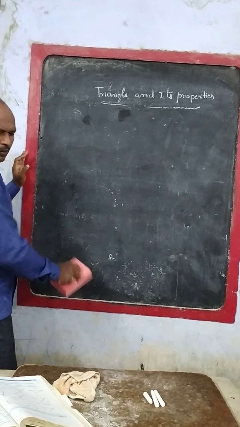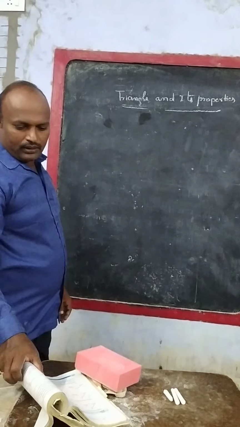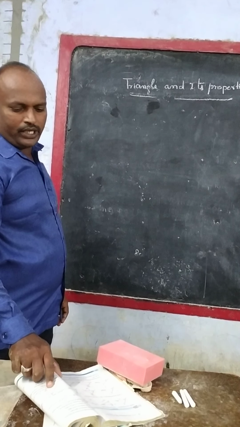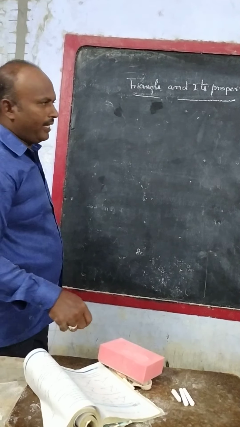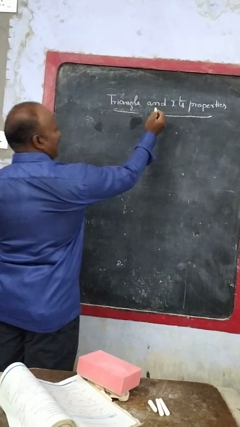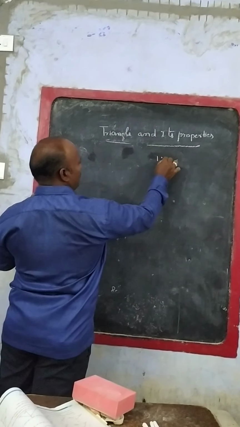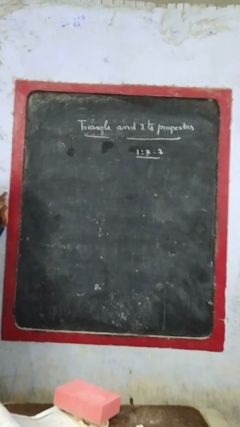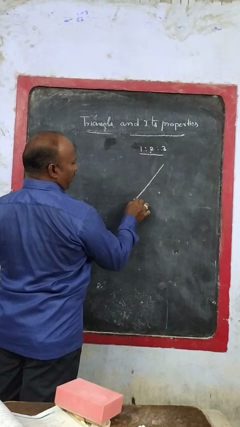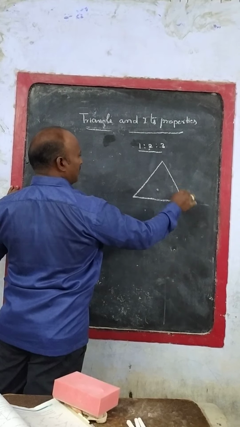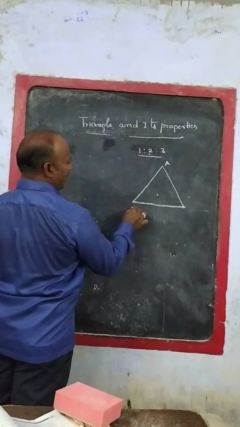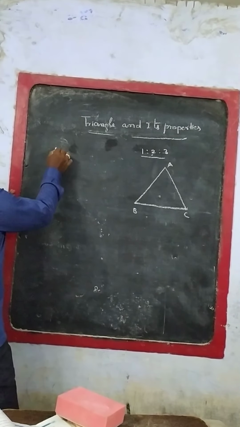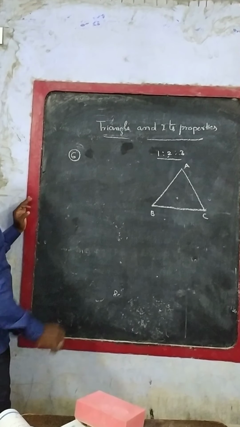Next, sixth problem. The angles of a triangle are in the ratio 1:2:3. Find the three angles of the triangle. So draw triangle ABC. This is angle A, this is angle B, this is angle C. Sixth problem in the textbook.